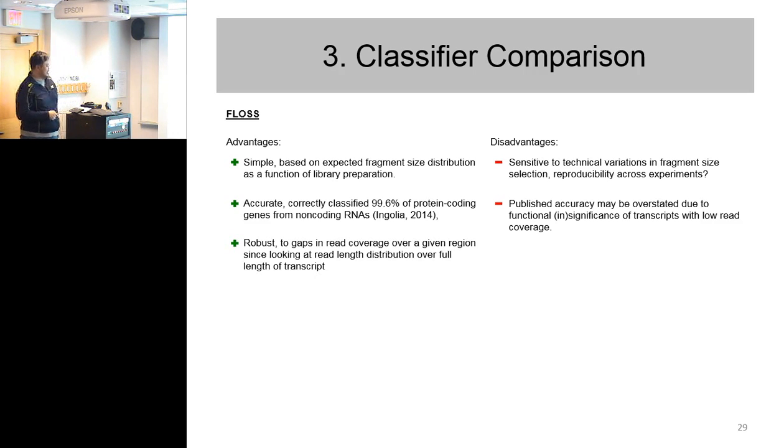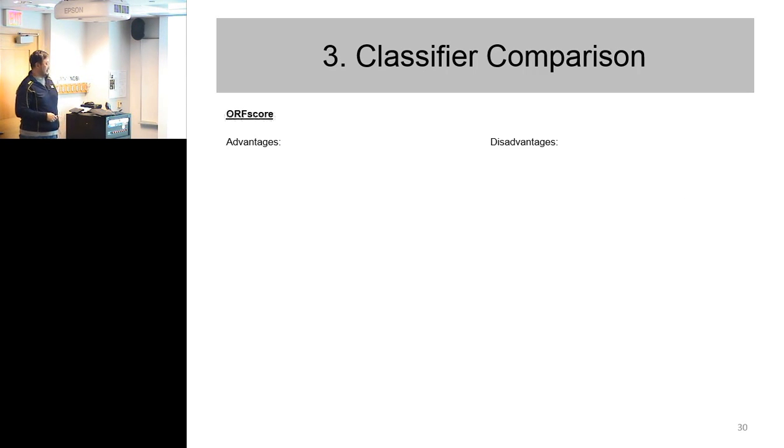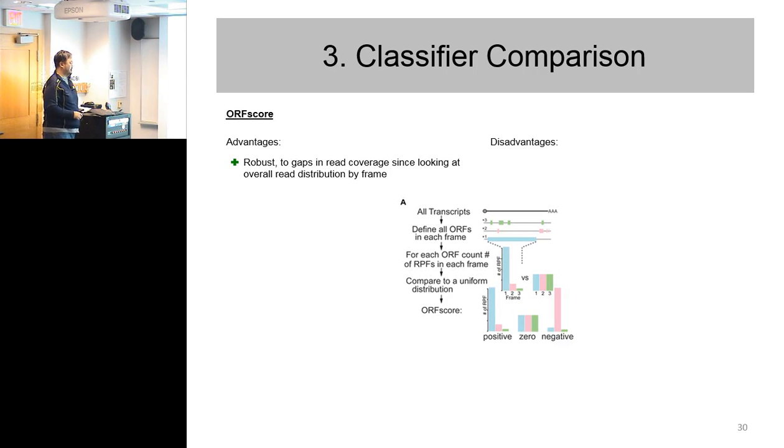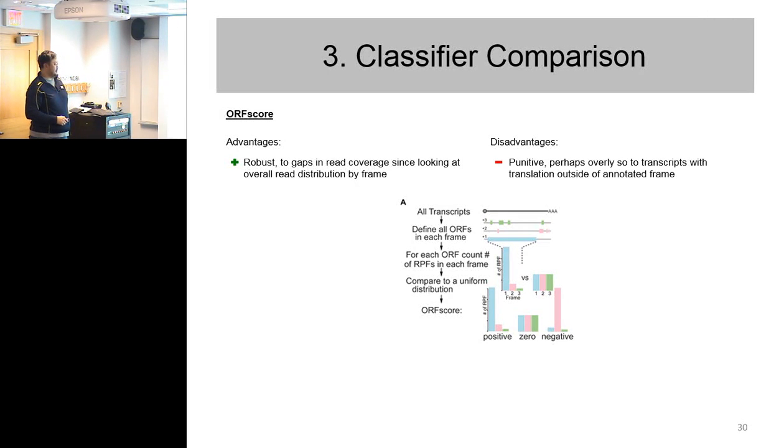Unlike SPECtre, however, it is robust to gaps in read coverage because you're looking at an overall read length distribution as opposed to a signal. For ORF score, it also is robust to gaps in read coverage since it's looking at an overall read distribution by frame. One issue may be that it's overly punitive to transcripts that demonstrate translation outside of an annotated reading frame, which may affect its classification performance.